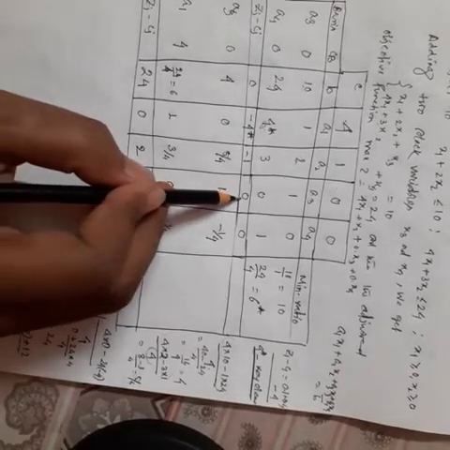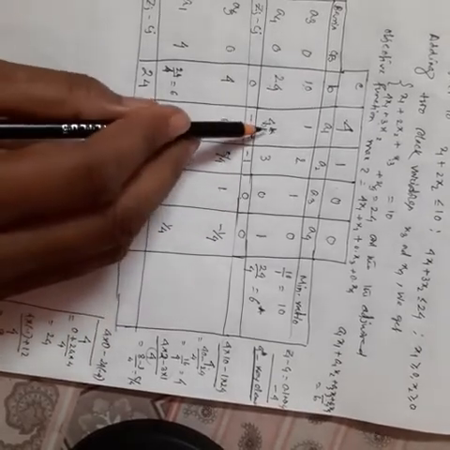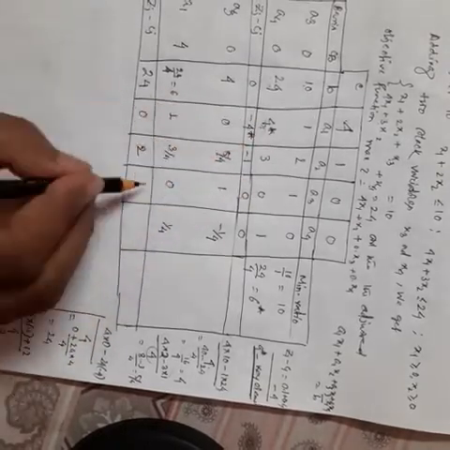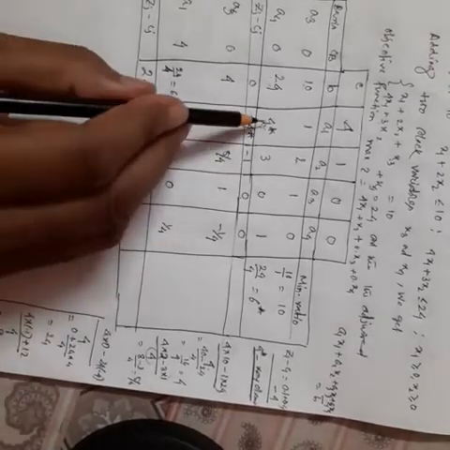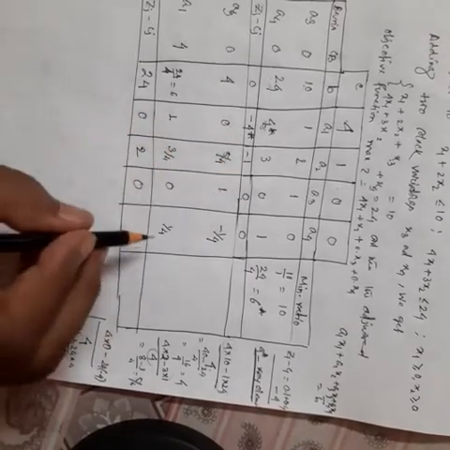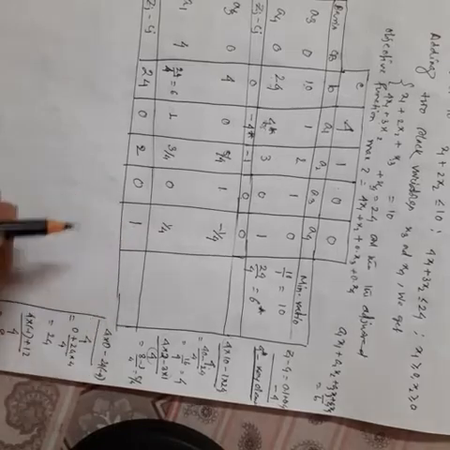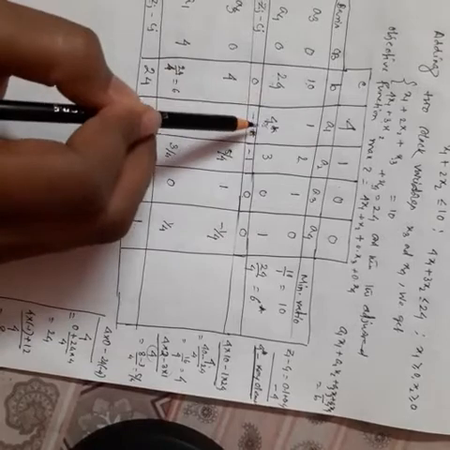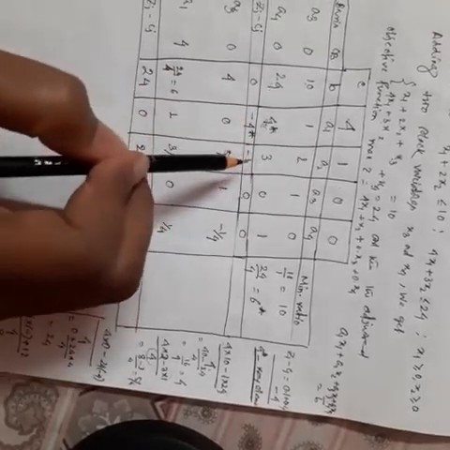Now we find this position. What is this? 4 into 0 minus 0 divided by the key element. So we get 0. And finally we get this position. What is this? 4 into 0 minus of minus 4. So that means plus 4. So plus 4 by 4, that means this is 1. So here we calculate the 2 by 2 determinant divided by the key element. So always we divide by the key element.